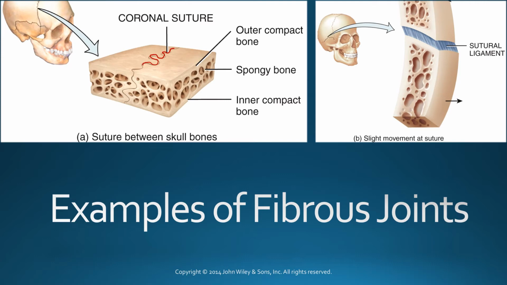In older individuals, sutures are immovable. So when we're thinking about the functional classification, immovable joints are synarthroses. So these are going to be in adults and anyone older. So in older individuals, their sutures are going to be synarthroses. But in infants and in children, these sutures are slightly movable, so functionally classified as amphiarthroses.